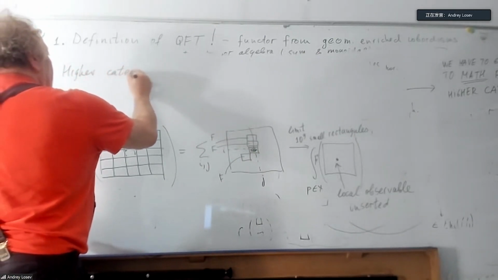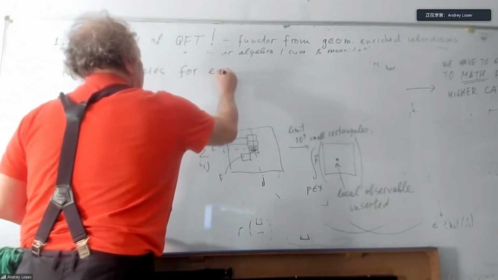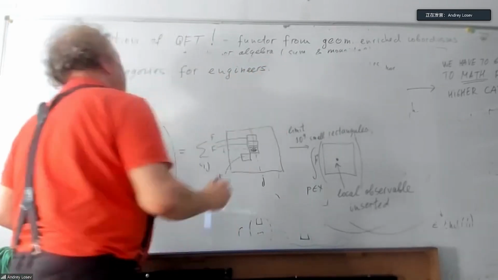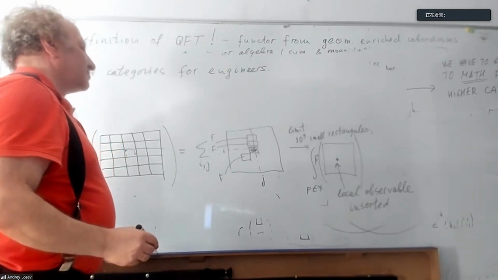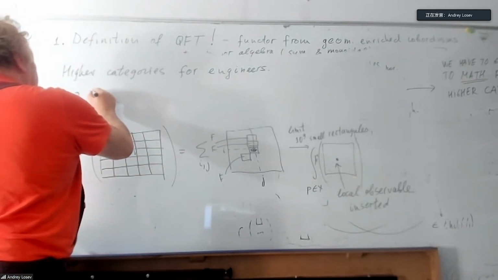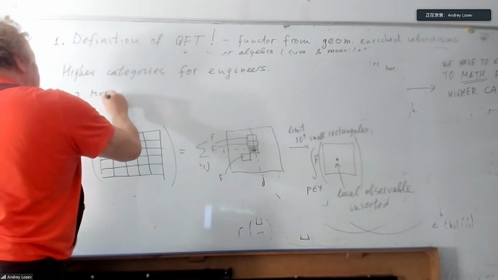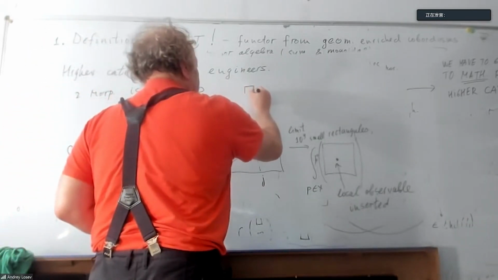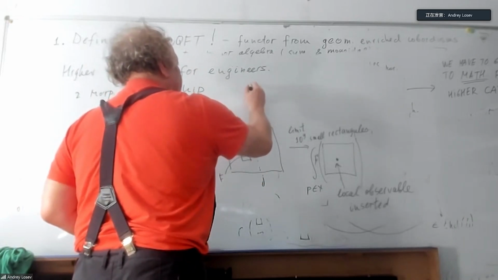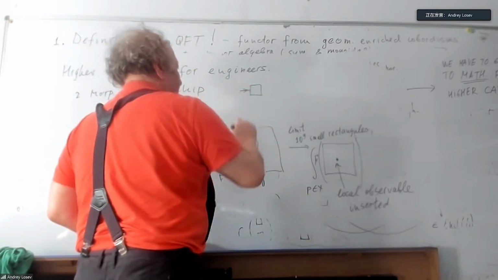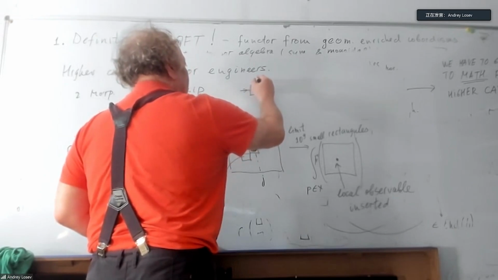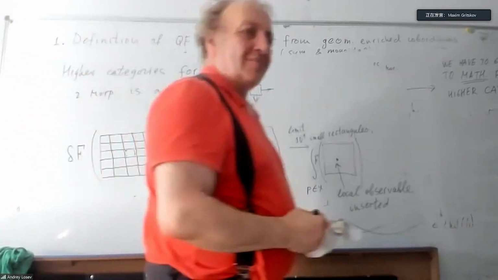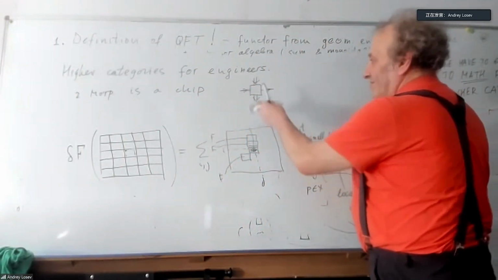Higher categories for engineers. So, two morphisms. Sorry, two morphisms is a chip. A very simple chip. It is something that has black input, black output, white input, and white output. Okay? Not a transistor, but a chip.